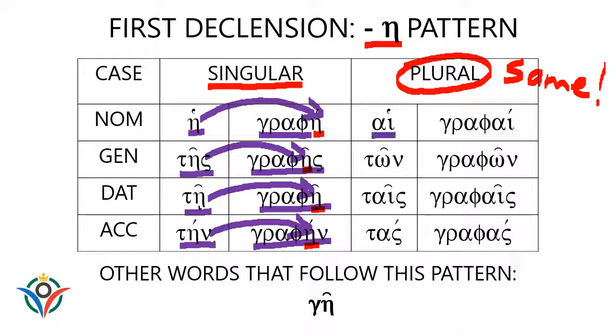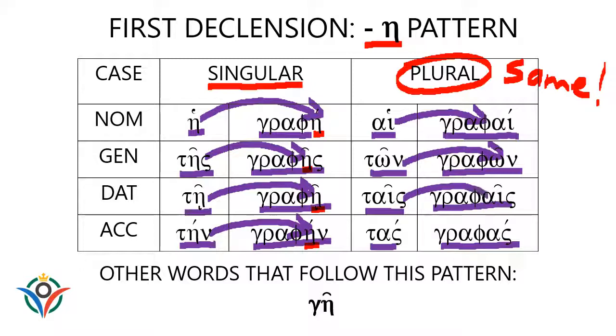Let's have a look at the plural forms now. Nominative, we have hai graphai, ton graphon, teis graphais, and tas graphas. And once again, you can see there that the article matches the ending of the various cases. At the bottom here, I've listed other words that follow this pattern. Here's an example of ge, because it also ends in an eta. It's going to follow the eta pattern, and we will learn the vocabulary for this word at a later stage.